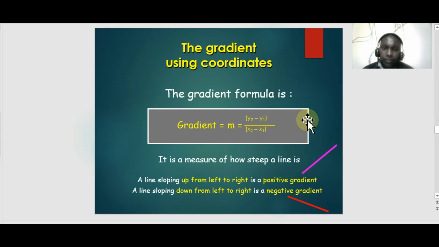Now, another important thing you are supposed to know here is that a line sloping up from the left to the right has a positive gradient. This line is sloping up from the left to the right, as you can see, so the gradient of such a line is positive. Now this line that is here, sloping down from the left to the right, has a negative gradient. So if you find any line that looks like this one, just know that it is a positive gradient. If it is like this one, it is a negative gradient.